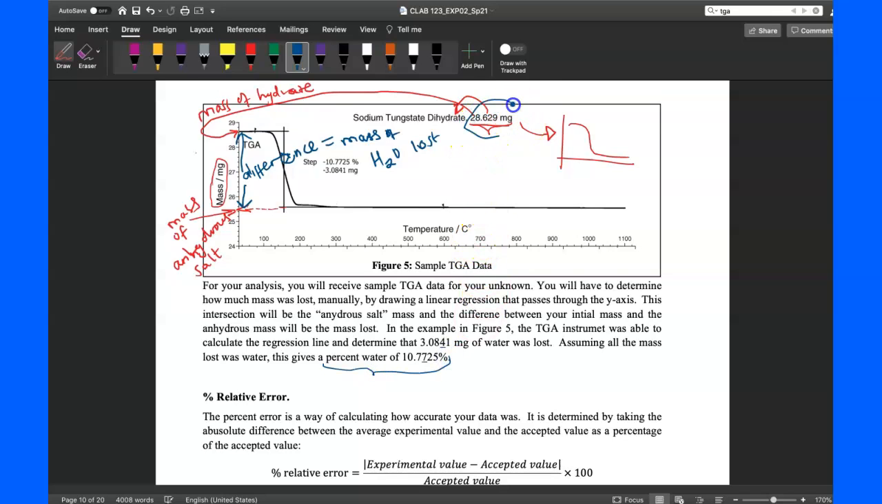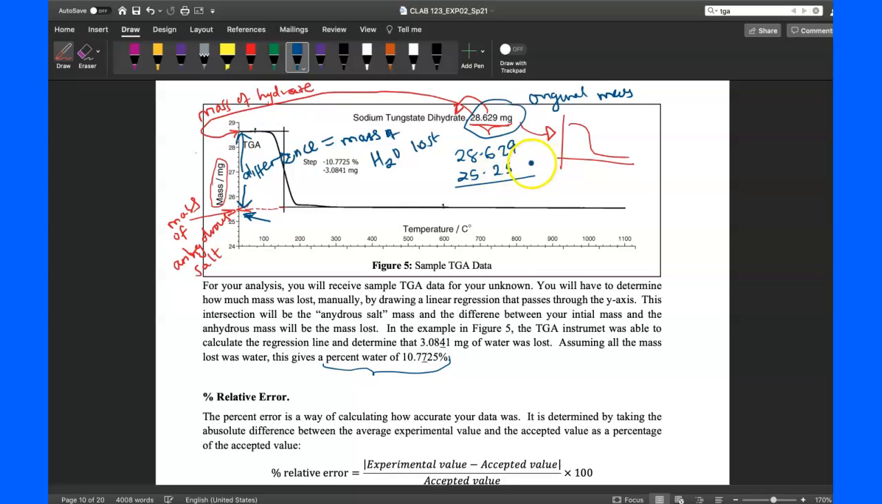Now remember, this was the original mass. Okay, original mass, that's the mass of the hydrate. This is the final mass after heating the hydrate to a constant mass. So the difference is the mass of water lost. So you have to read the mass of the hydrate, which is roughly, let me just guess, 25.25 maybe. Okay, so the original was this, and then it dropped to roughly 25.